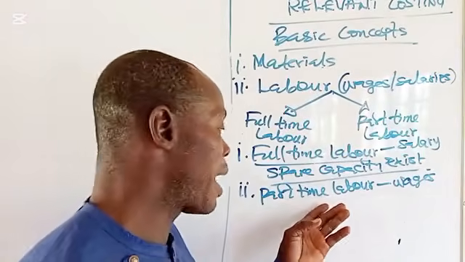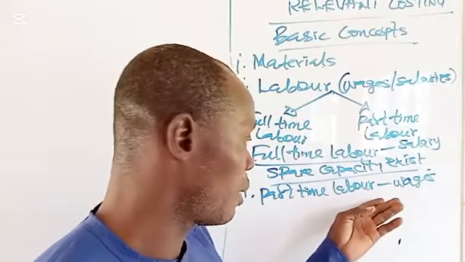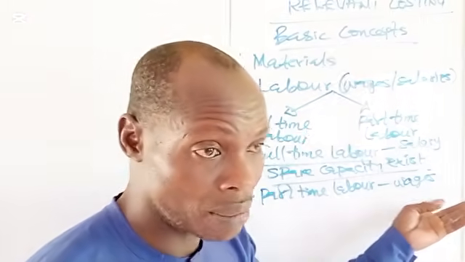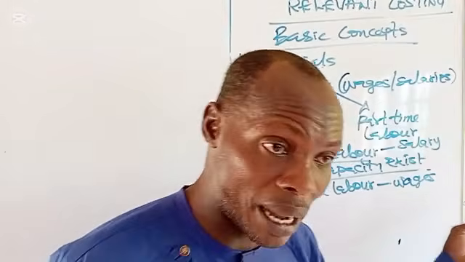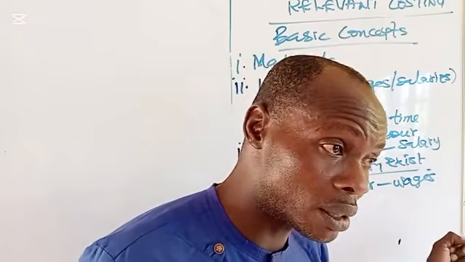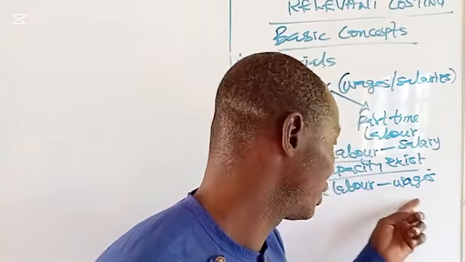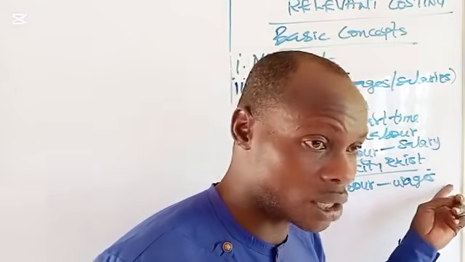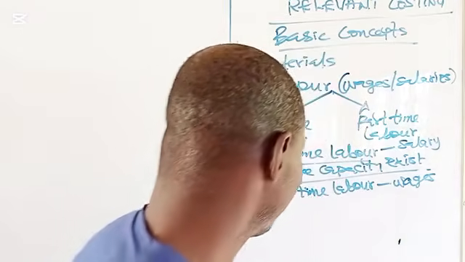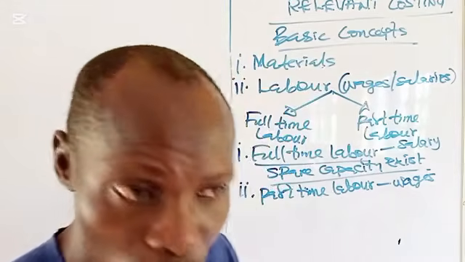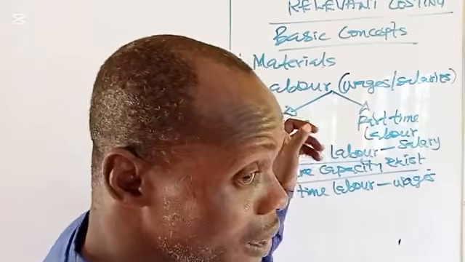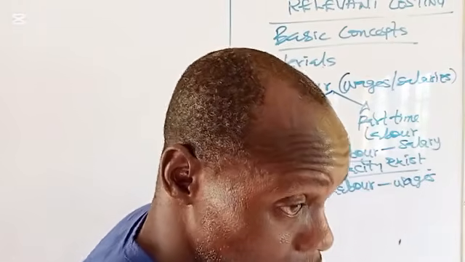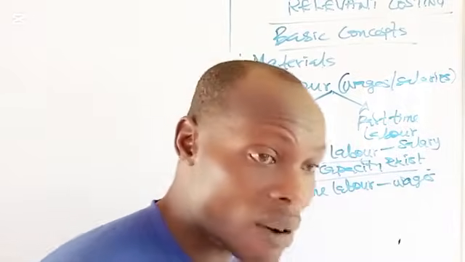So, part-time labor. I've told you they receive wages, and the wages paid to part-time workers, I said it is what? It is a variable cost. Therefore, it is relevant. Then we also have opportunity cost of labor. In terms of material, I talked about opportunity cost. Then for labor too, we have opportunity costs.